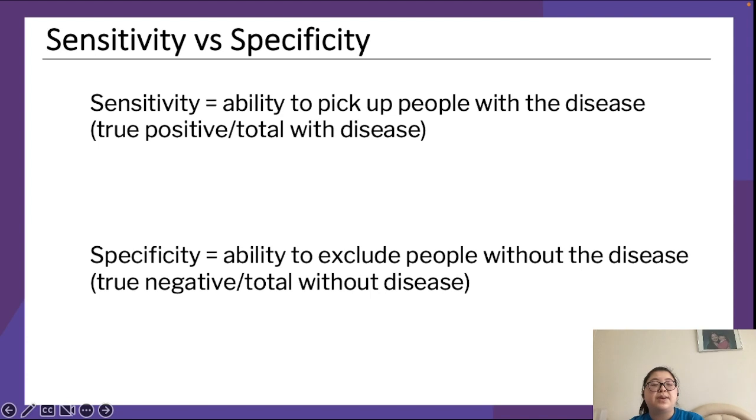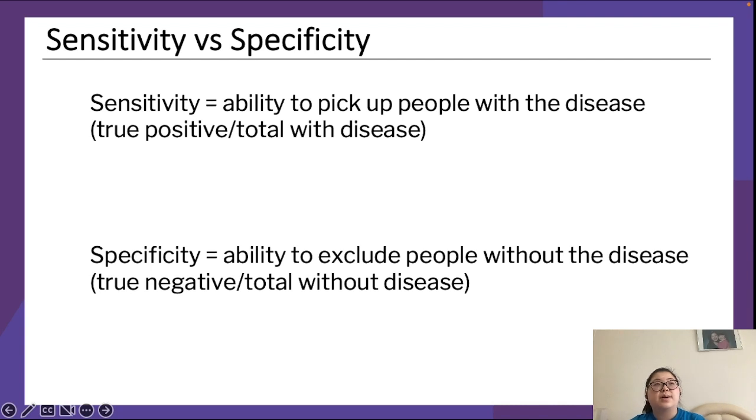That 30% of the people with the disease are actually being missed. And we can extrapolate from that and say, that's not very good, and we need to develop a better test. Specificity is like the opposite, but twin of it. It's essentially talking about the ability to exclude people without the disease.